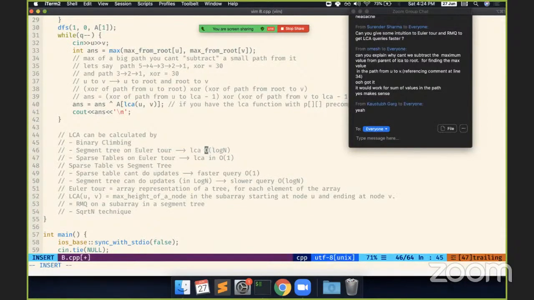Like you can actually find LCA in O(1) also if you want to. But people generally don't prefer to write this because it's so tedious and so long, and because log n generally doesn't make a lot of loss. So binary climbing is, I think, generally more preferred.